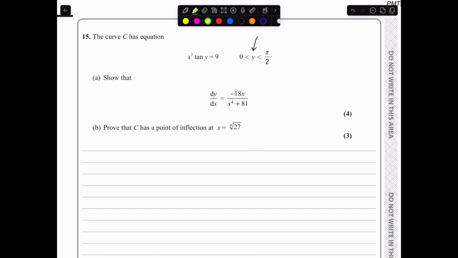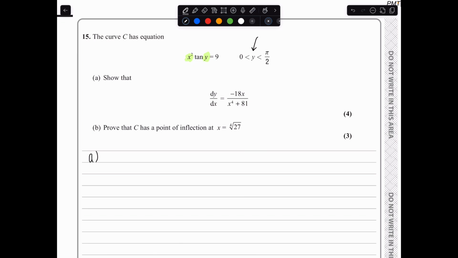Something that should come to our attention straight away is that we have not only a variable x, but we also have a variable y in our equation. So in this case, we know that we have to use some sort of implicit differentiation. So let's go ahead and give this a try.